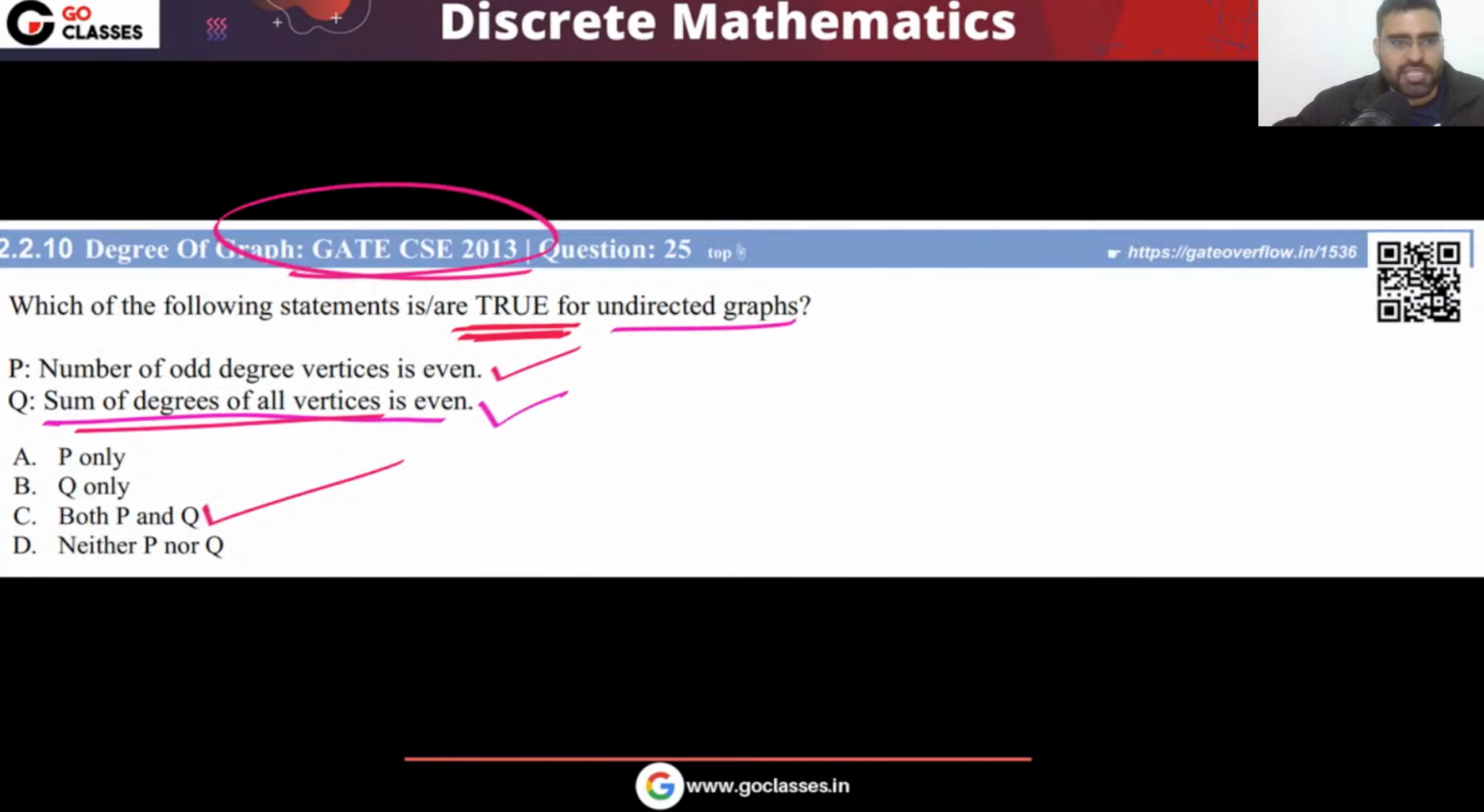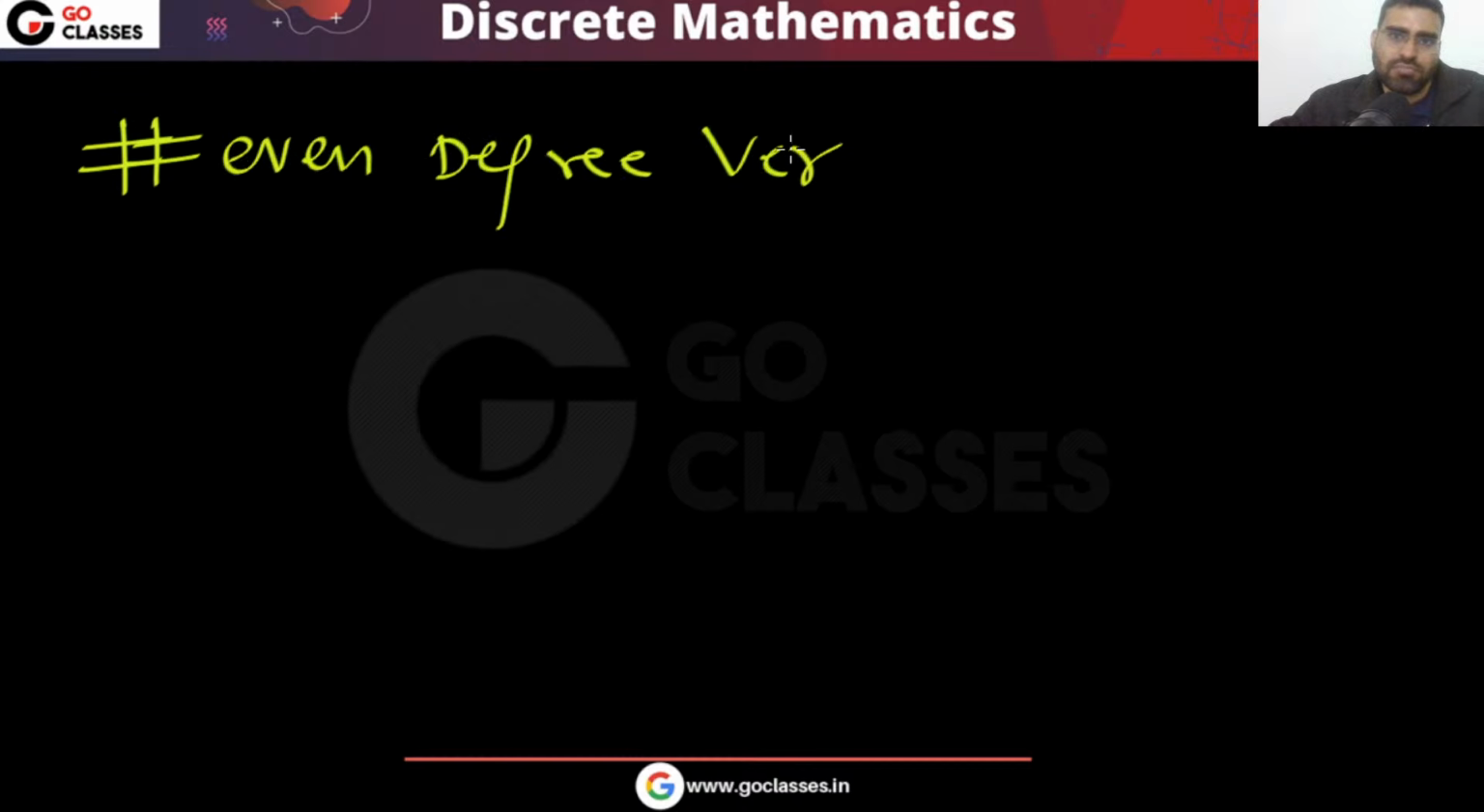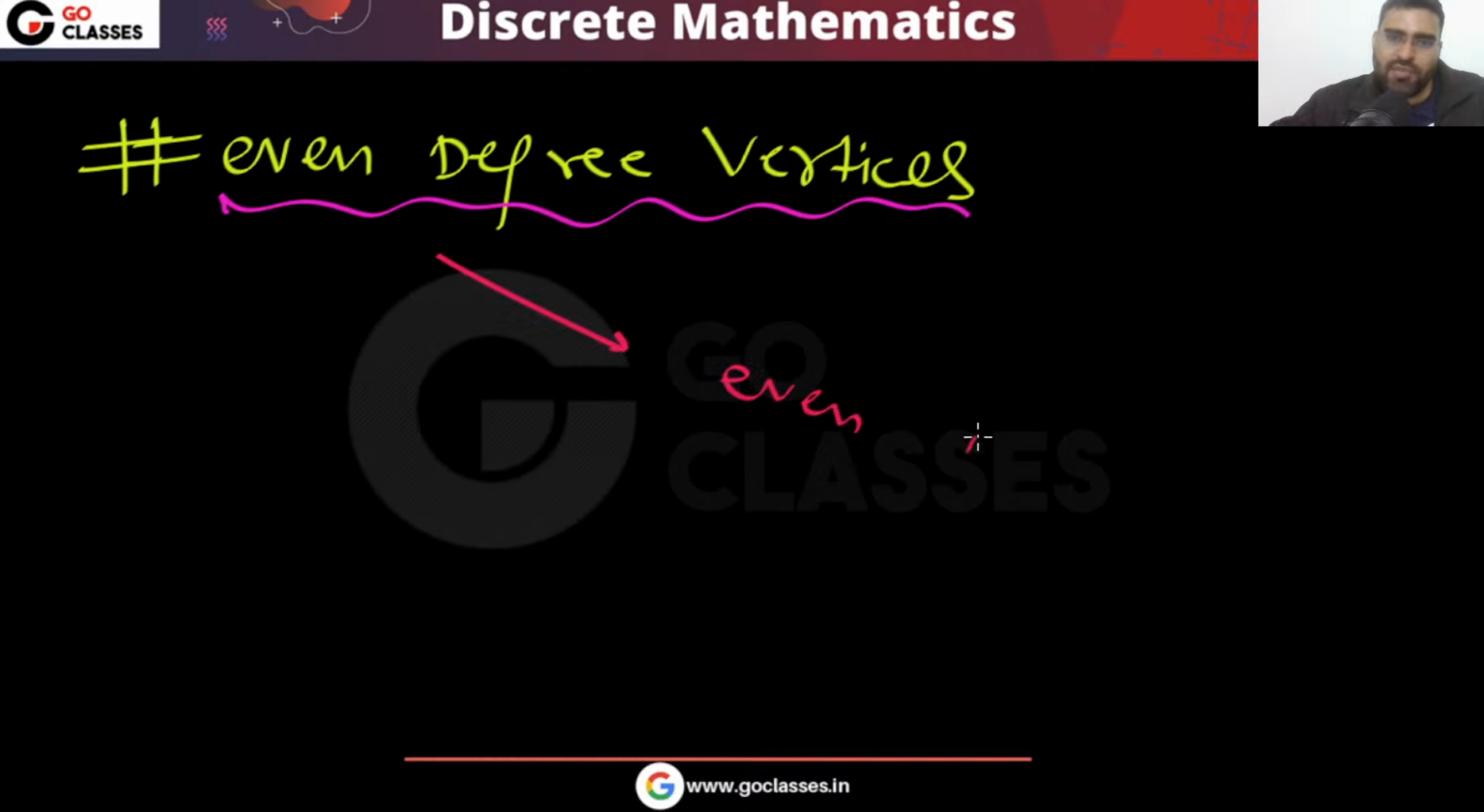Remember, total degree is always even and number of odd degree vertices is even. What about the number of even degree vertices? That can be even or odd. That can be anything.